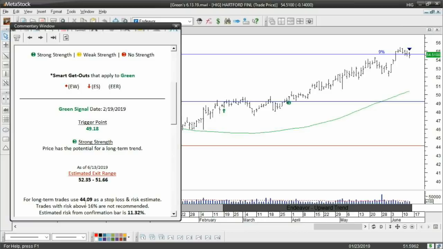For long-term trades, use 44.09 as a stop loss. I've marked that here, which is 11.32%. We're getting kind of high on the risk on this one. Remember, anything below 16% is okay, but at best, we're making 20%. So in this, you have a decent amount of risk. Let's see if this stock has the opportunity to move up 15 or 20%.